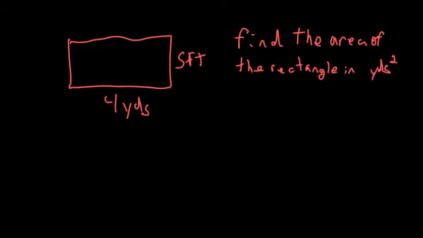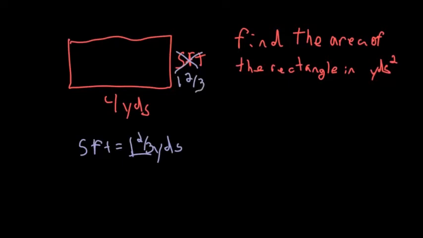Alright, now we have a rectangle, and we need to find the area of the rectangle in yards squared. Our dimensions are 4 yards by 5 feet. Well, if we need it in yards, we need to convert the 5 feet into yards. So 5 feet equals how many yards? Well, there's 3 feet in a yard, so we're going to divide it by 3. So 5 divided by 3, it's going to go in there 1 with 2 left over. So we can change that 5 feet to 1 2/3.